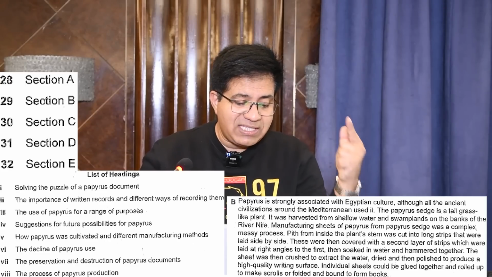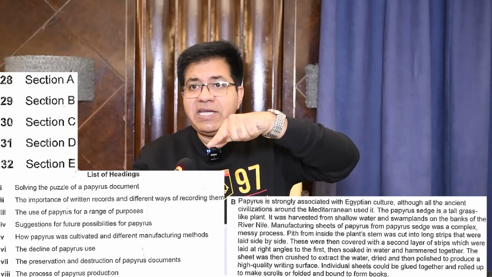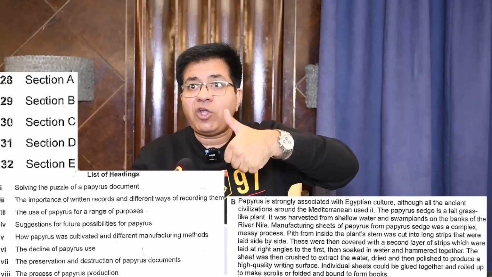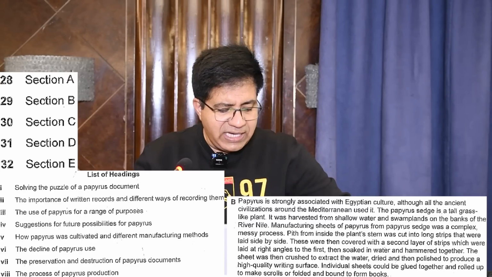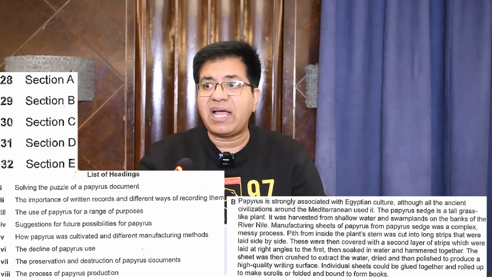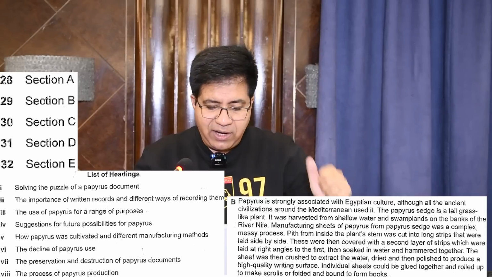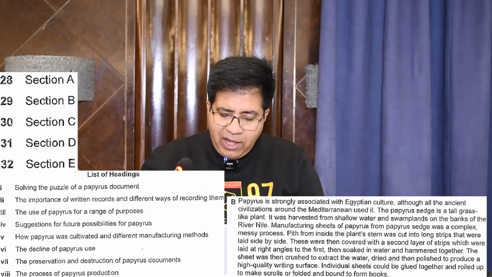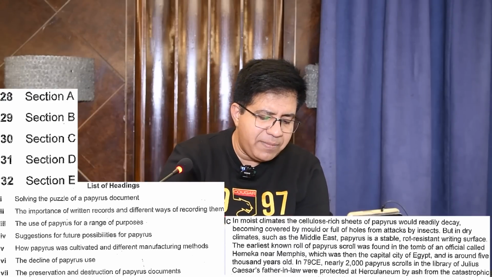Heading number 5 is how papyrus was cultivated and manufactured. He did not talk about cultivation. He talked about harvesting only. Okay. So right answer is heading number 8, process of papyrus production. They said you join them and then hammer together and all that. Okay. Now please come to options paragraph C and you should cross heading number 8 also.